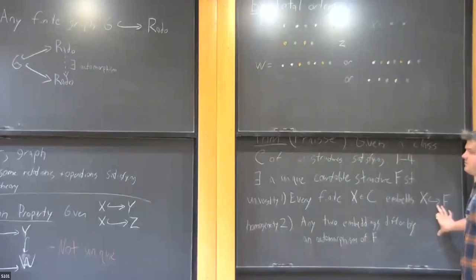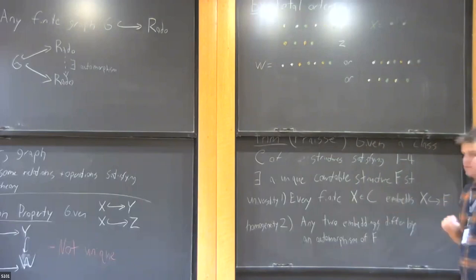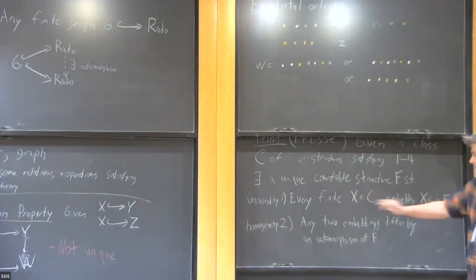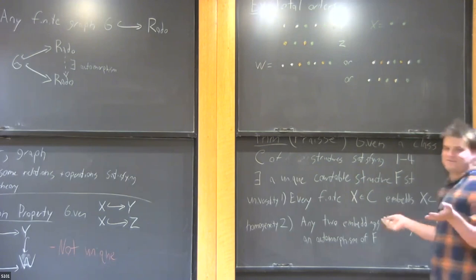Fraisse's theorem is a characterization of what sorts of theories admit those types of limits, and this amalgamation property is the key thing that you need. I'm not going to prove this theorem, it's somewhat more involved, but I think we should take a break and then I'll go on to more modern stuff.